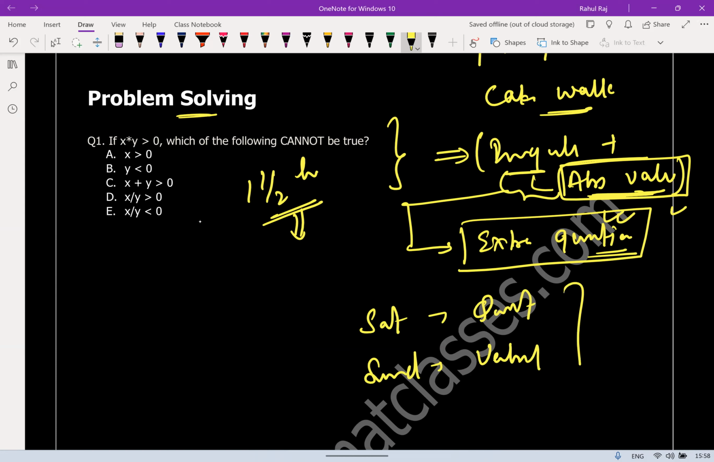So in verbal, let's discuss a bit about the verbal section. It's a very interesting thing. Critical reasoning is very interesting, considering you will have to pay a bit of attention.